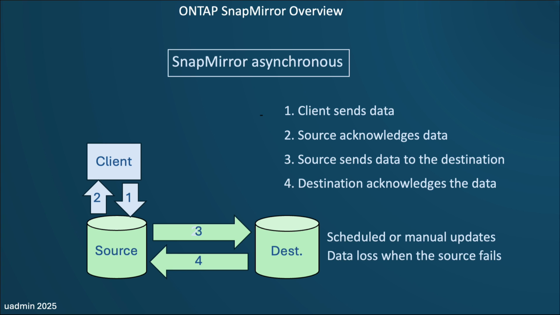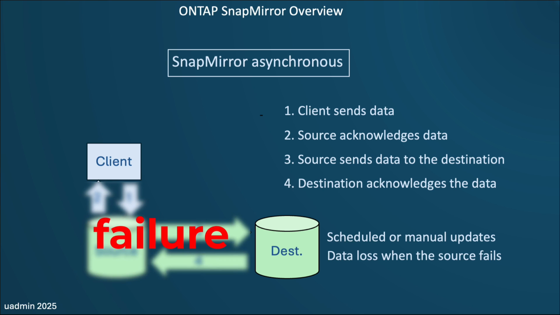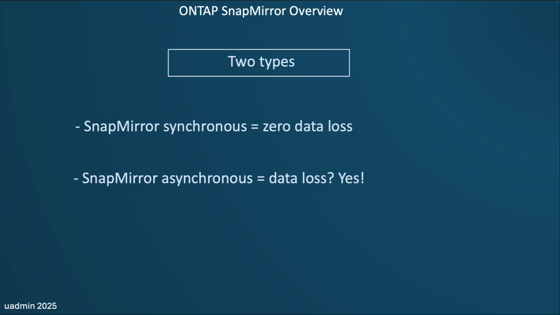In an asynchronous relationship, the data only needs to be at the source site before it will be acknowledged. It will be replicated to the destination site based upon a schedule, or manually. As a result of that, when the source volume fails, data that has not been replicated since the last successful update is lost. So where SnapMirror Synchronous guarantees zero data loss, SnapMirror Asynchronous cannot guarantee zero data loss by design.